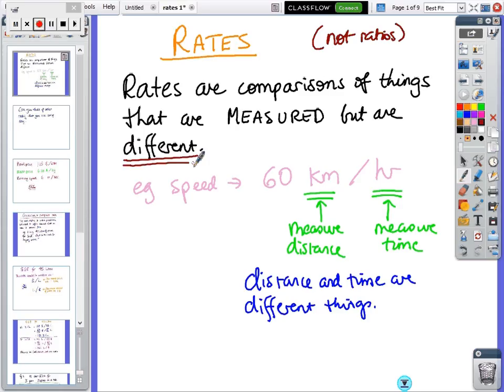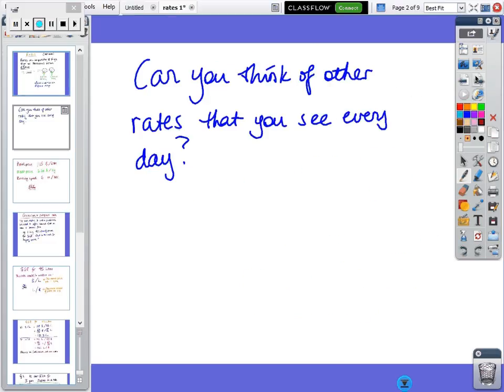So for instance, if you've got a car and you've got kilometers per hour, kilometers measures distance and hours measures time, and they're different things. So rates are comparisons of things that are different, like kilometers and hours. Okay, so copy that down to start with.